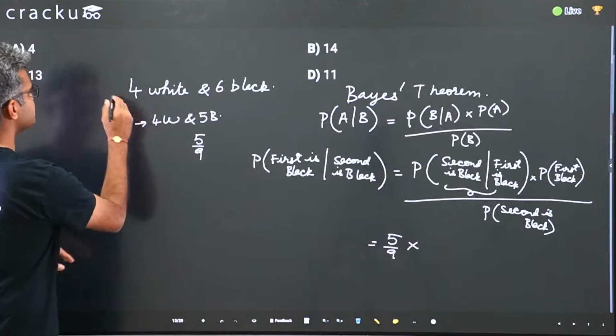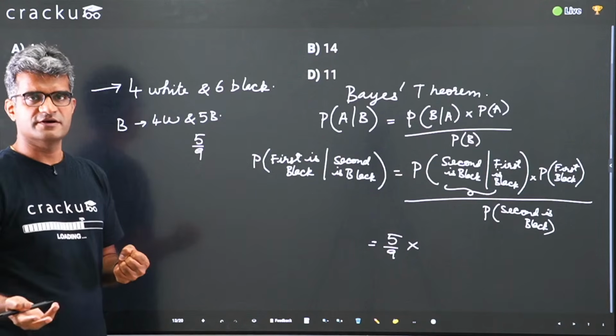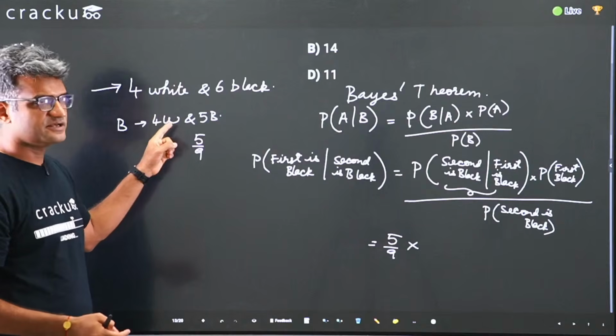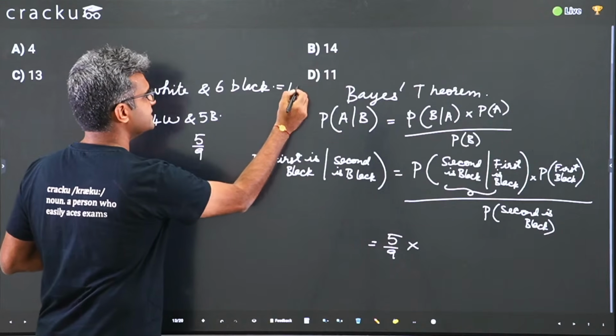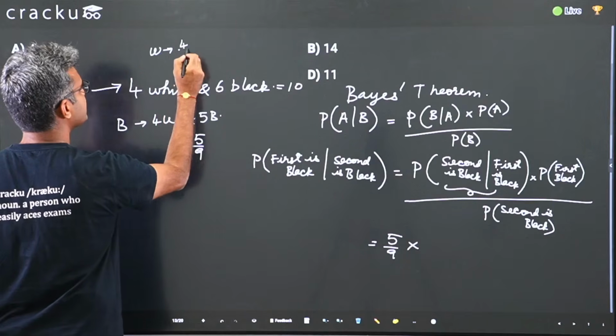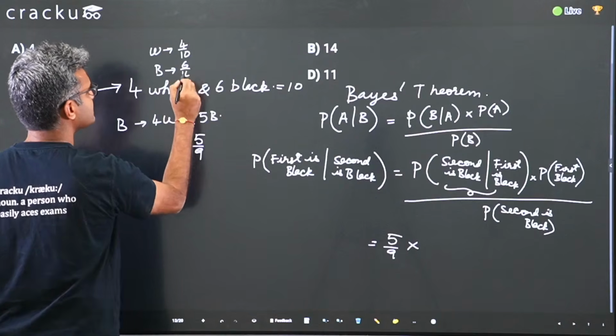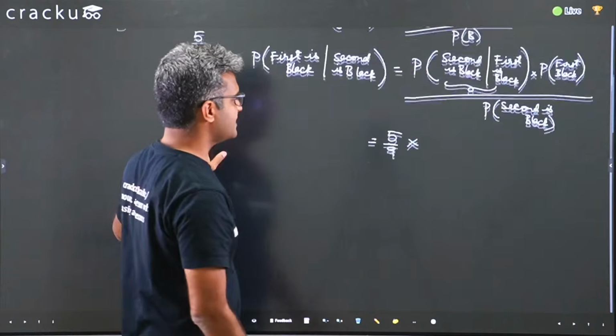Now in this particular scenario, the first ball that we pick can be either white or black. What is the probability that it is white? The total number of balls is 10. The probability that it is white is 4 by 10. The probability that it is black is 6 by 10. So the probability that the first ball is black is 6 by 10.